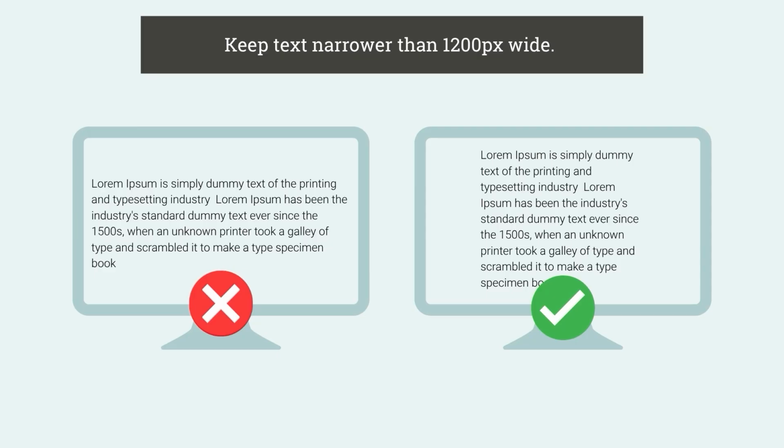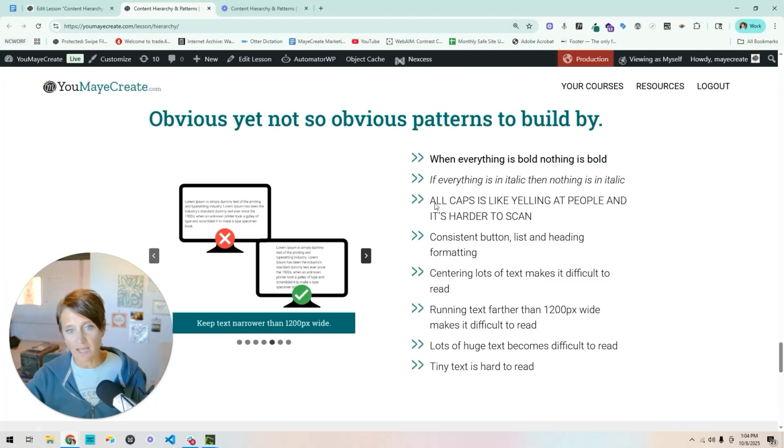Also, running text farther than 1,200 pixels wide on a site makes it more difficult to read. And it's for the same reason as the left-aligned versus center-aligned text. When you're following a line of text all the way across the screen, it's hard to know where the next line starts. Instead, you can pull the margins in and make the text narrower, so that way it's easier to read. That's why a lot of blogs are narrow, right? And this wasn't a problem back in the day when we had little monitors, but now we have huge monitors, so it's not as easy to read.